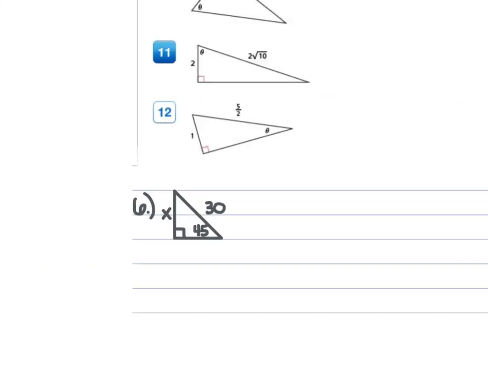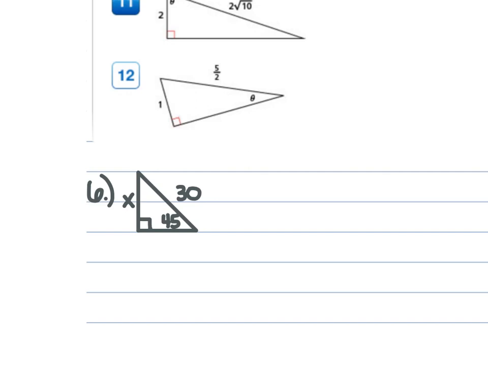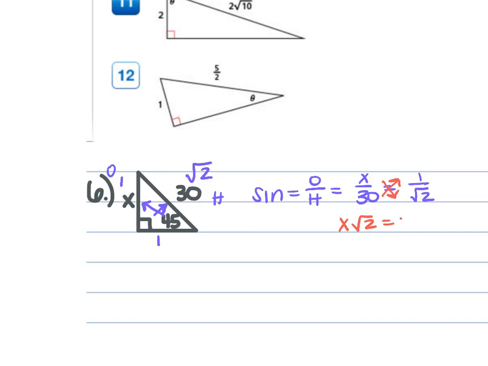For 6, we have a 45, 45, 90 triangle, so we're going to have side lengths of 1, 1, and the square root of 2. So with that 45 degrees, we're working with our hypotenuse and our opposite. So sine is opposite over hypotenuse. This means that we're going to have x over 30 is equal to 1 over the square root of 2. We cross multiply with these, so x square root 2 is equal to 30.